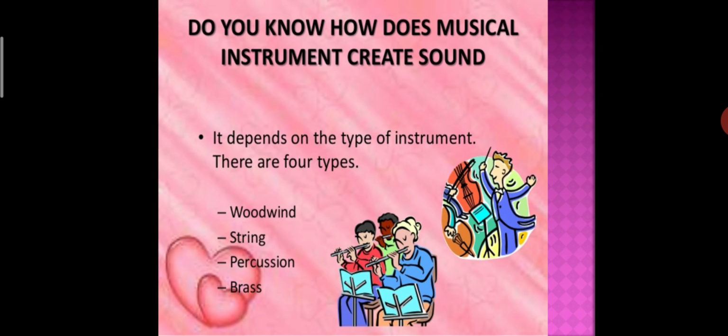Do you know how a musical instrument creates sound? It depends on the type of instrument. There are 4 types of instruments: woodwind instruments, string instruments, percussion instruments and brass instruments. Let's see what these are.